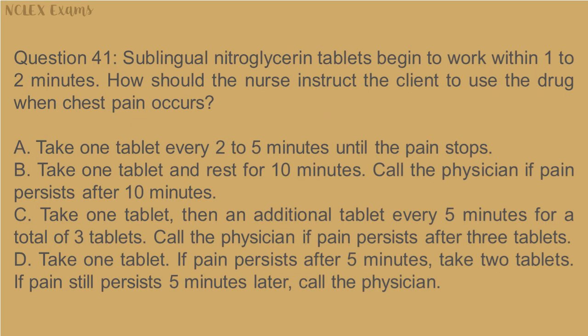Question 41. Sublingual nitroglycerin tablets begin to work within 1 to 2 minutes. How should the nurse instruct the client to use the drug when chest pain occurs? A. Take 1 tablet every 2 to 5 minutes until the pain stops. B. Take 1 tablet and rest for 10 minutes. Call the physician if pain persists after 10 minutes.